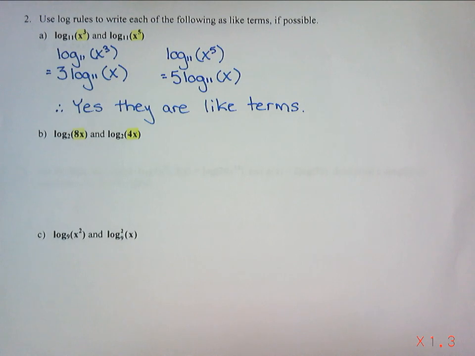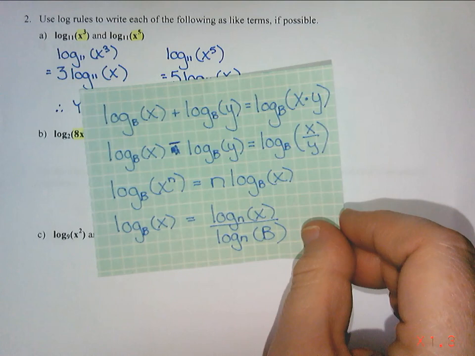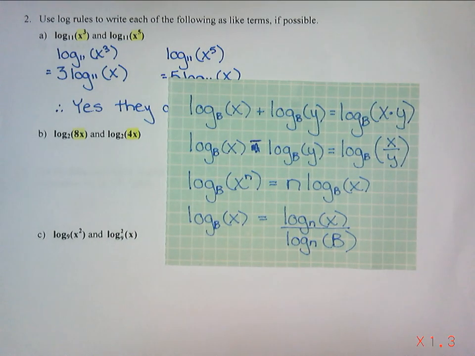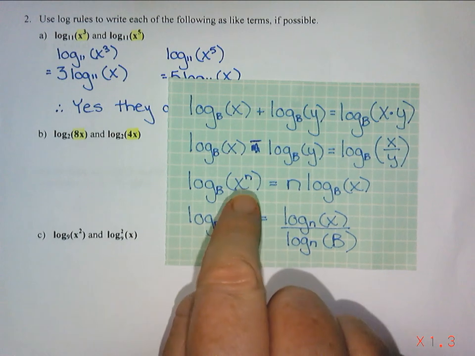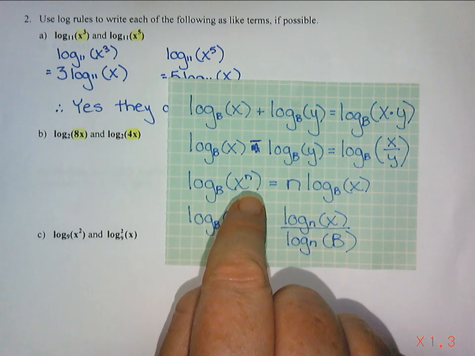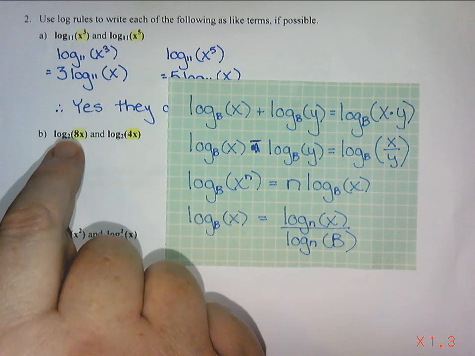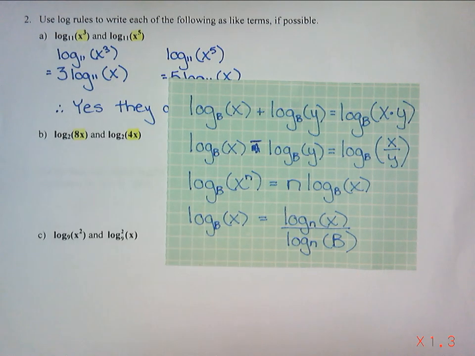So I'm going to go back to those log rules. They're on your last page of your green sheet. We're going to try to see if we can find anything here that would help us. Now the rule we used in part A isn't really going to help us here because I don't have an exponent, right? Instead, we're multiplying 8 and x, and 4 and x.